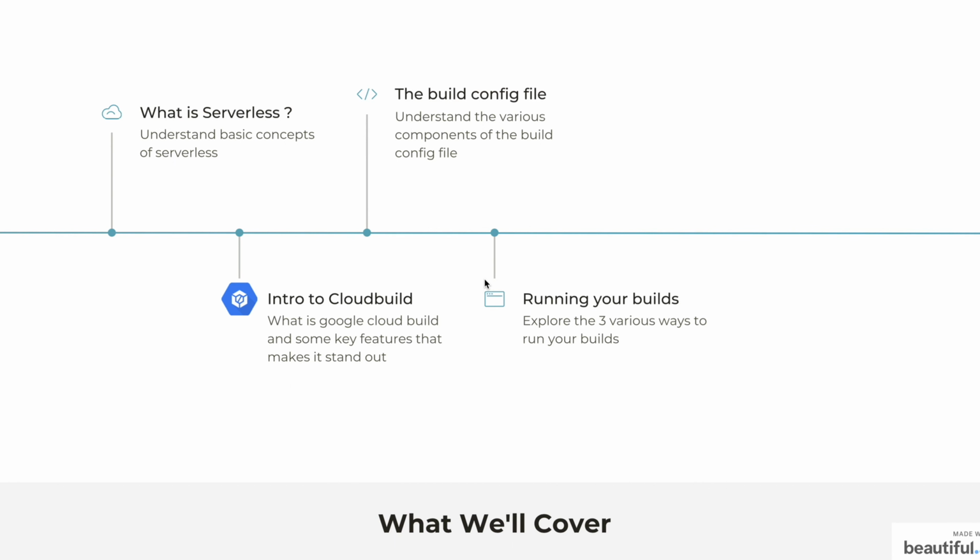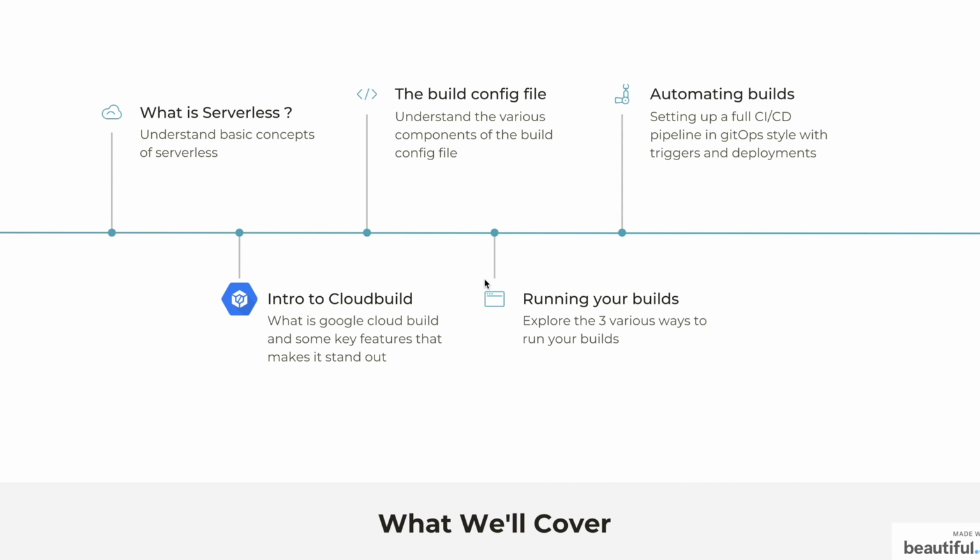After that, we're going to look at how to run your builds on Google Cloud Build today. In particular, we're going to be exploring the three main ways in which you can run your build on Google Cloud Build today, which is either using the Cloud Build triggers, the Cloud Build CLI, or using the Cloud Build REST APIs. After this, we're going to look at how you can automate your builds.